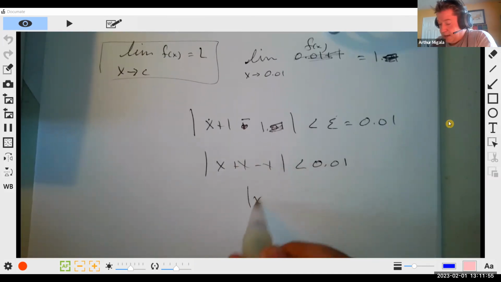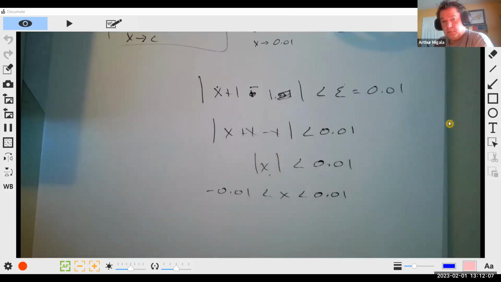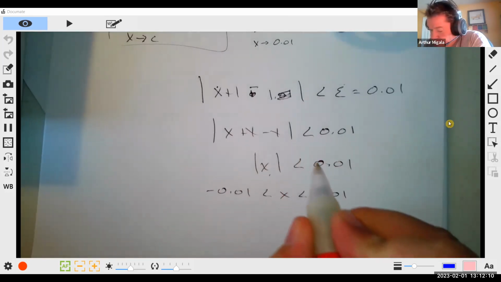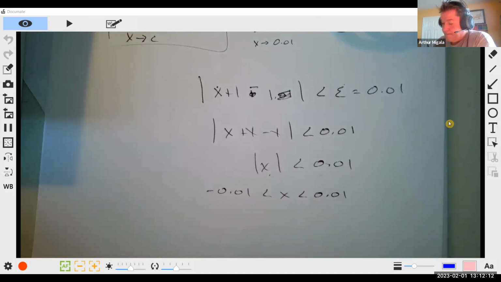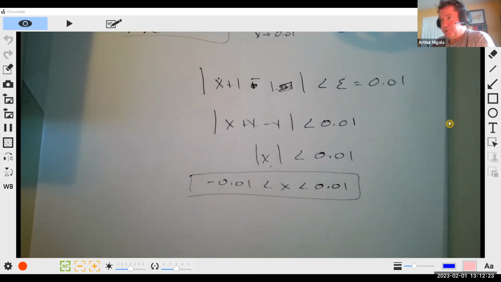1 minus 1 cancels, so the absolute value of x is less than 0.01. Drop the absolute value sign. So what that's proving is that our x values, our domain, have to be between these two values. Now we have to connect them back to the original function. How do we do that?